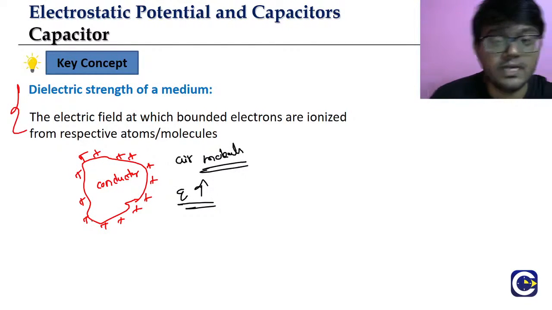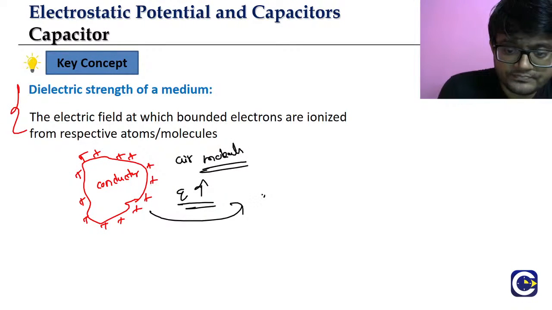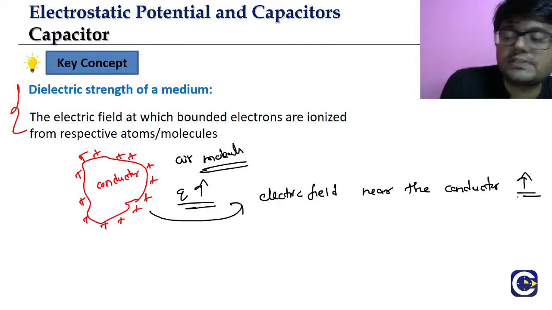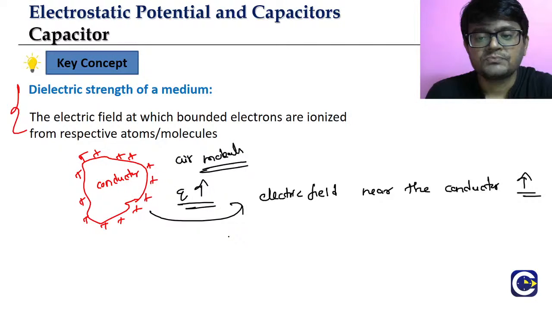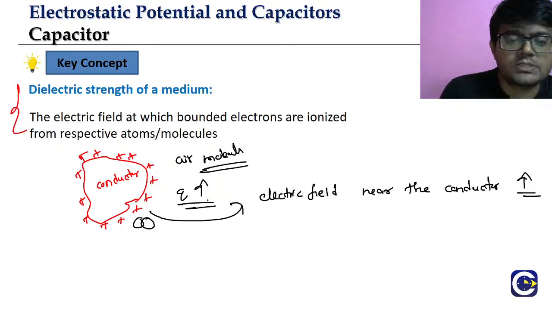But if you keep on increasing the charge on the conductor, the electric field near the conductor is going to increase. So what happens is, at a certain threshold limit, the molecules or ions of that surrounding medium will start getting ionized.